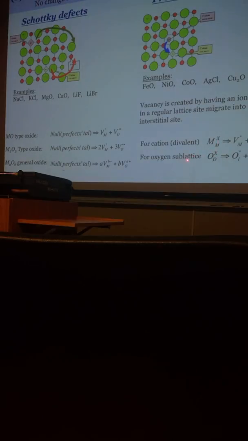Oxygen has a much larger ionic radius. If you look at the back page of the canister, the oxygen ionic radius is 1.4 angstrom, whereas the cation is probably a lot smaller, something in the order of 1 angstrom or even 0.8 angstrom. So if you try to remove the oxygen, that's okay.